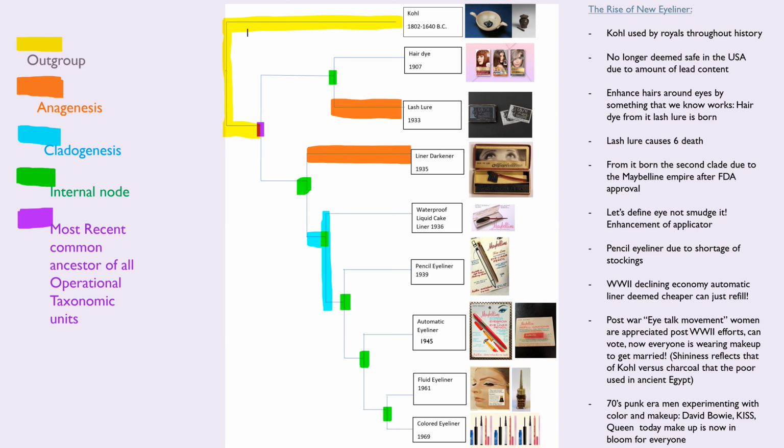And from this, we get a second clade, and the first product developed was a lash line darkener, highlighted by the orange branches, which show an instance of anagenesis. In organism phylogenetic trees, this shows accumulated genetic differences over time that led to the present day organism. In our example, it led to the first FDA-approved eyeliner, liner darkener. Then at the second cladogenesis incident, seen by the green internal node, we see the liner darkener further diverges.